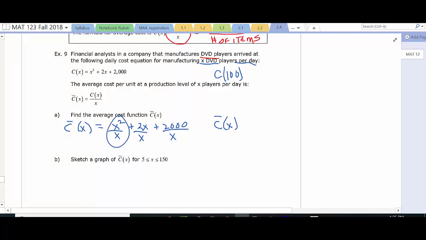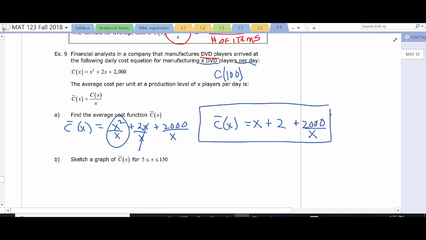What's x squared over x? X. Okay, the next one, the x's cross out, so you're left with 2. And then the next one, you're going to have 2,000 over x, just leave it like that. So that would be the average cost function. All you ever do is take the cost function you're given and divide by x. And just be sure you divide each piece by x like that.